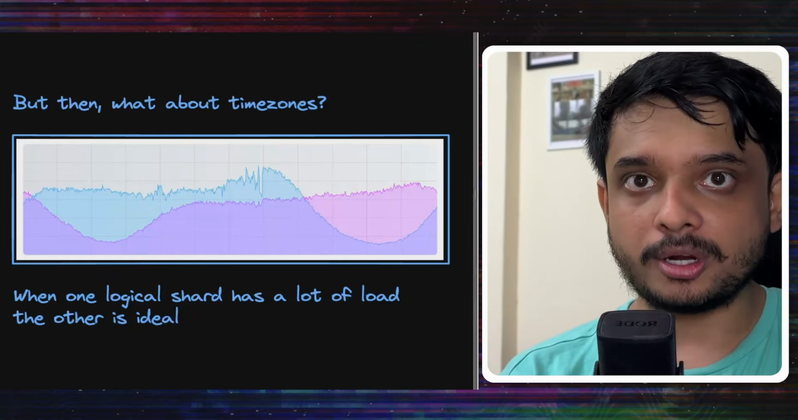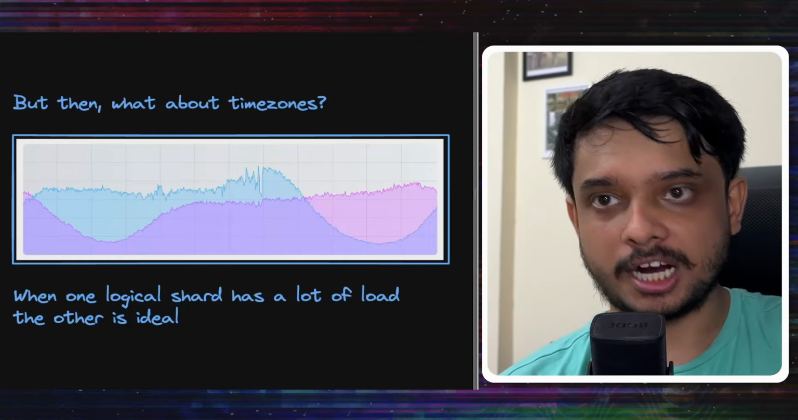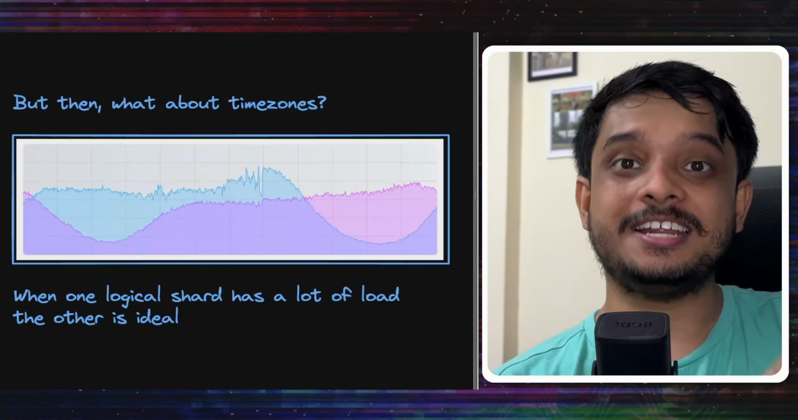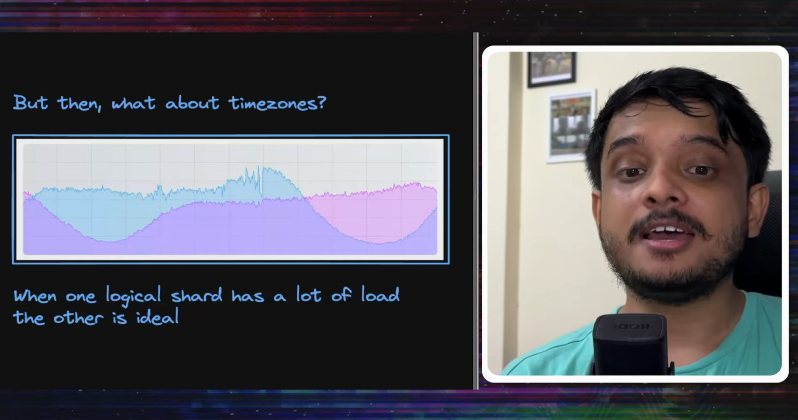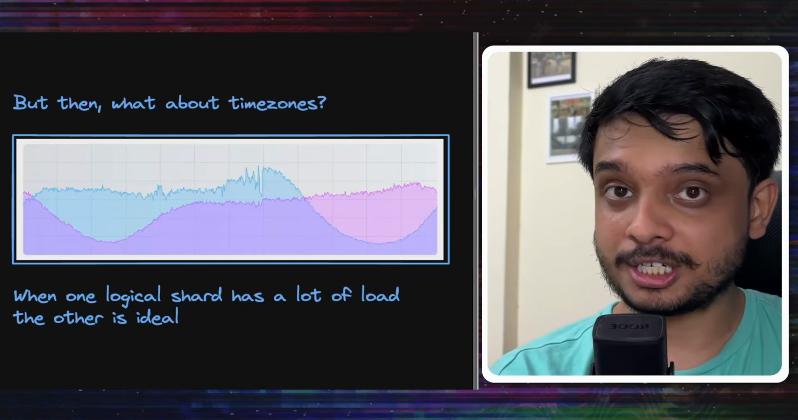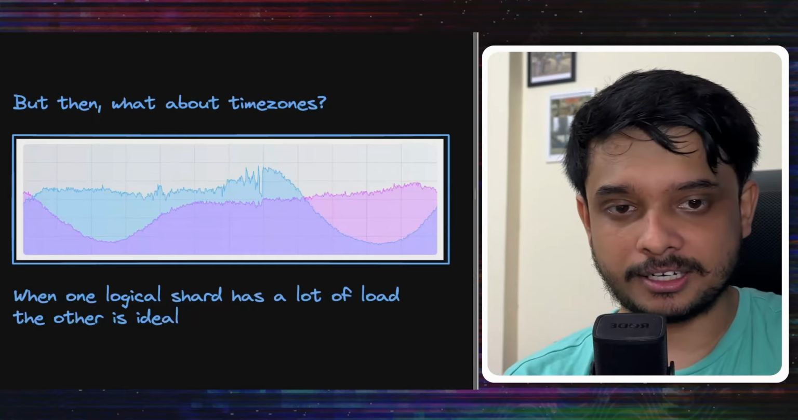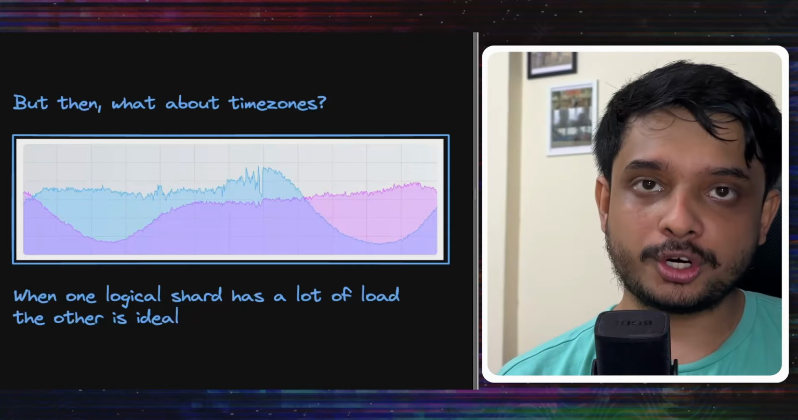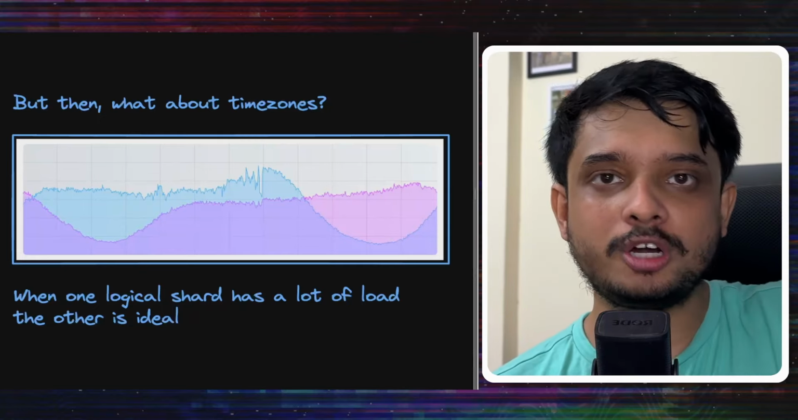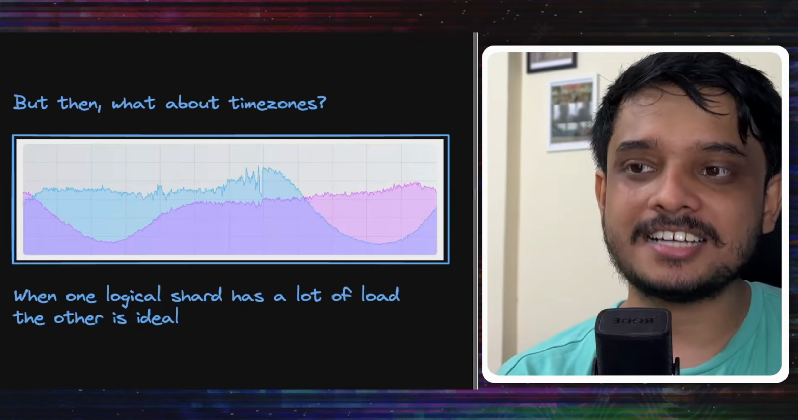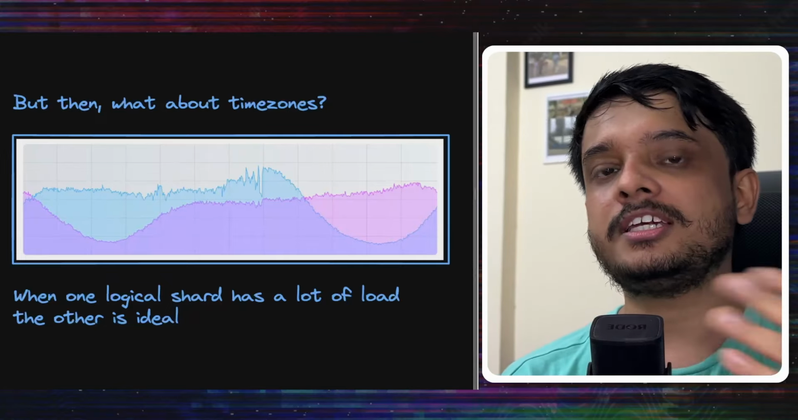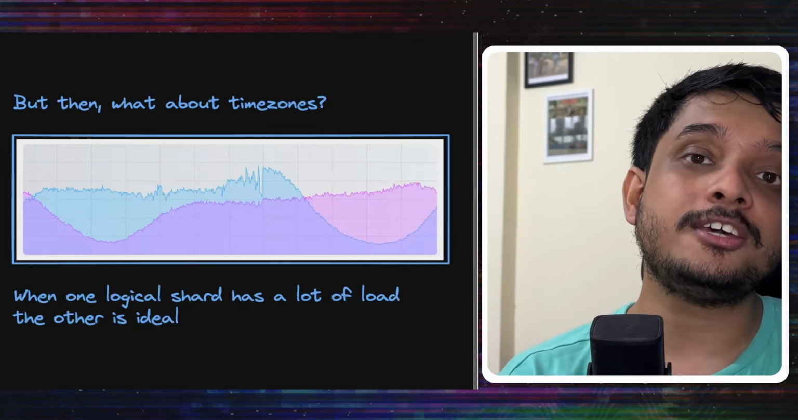At a particular point of time, one physical shard would have peak load and the other would be idle, and at another point of time when the time zones flip, the other physical shard would have peak load and the first would sit idle. They need to make sure that each physical shard has a good mix of logical shards from across time zones so that the load on each physical shard is more or less equal all the time.